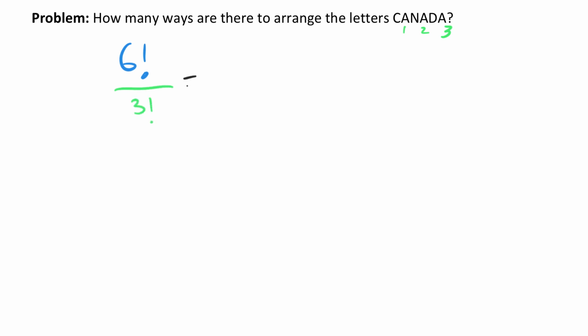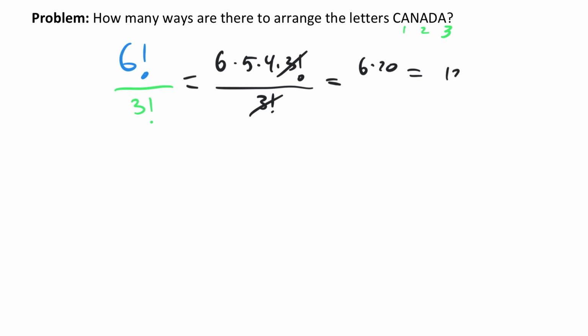Now to show you how to do this without a calculator, we can do 6 times 5 times 4 times, and then stop at the 3 factorial. That way the 3 factorials can cancel. So that gives you, I guess, 5 times 4 is 20. 6 times 20, that'll be 120. There we go. So we have a shortcut. We're able to get the answer. It's pretty quick. And I mean, writing out all 120 different combinations of the letters, that seems like a lot.